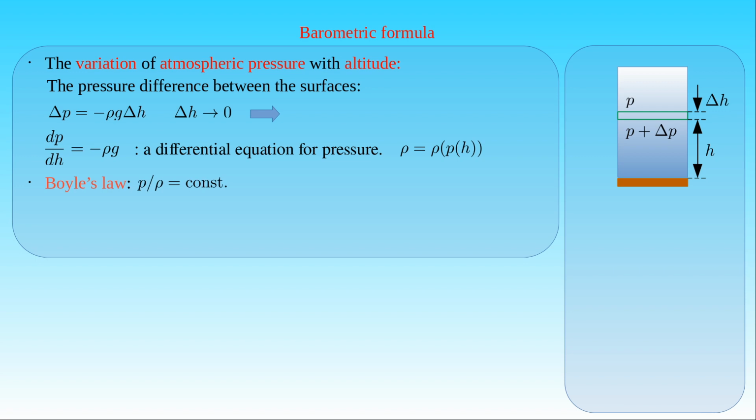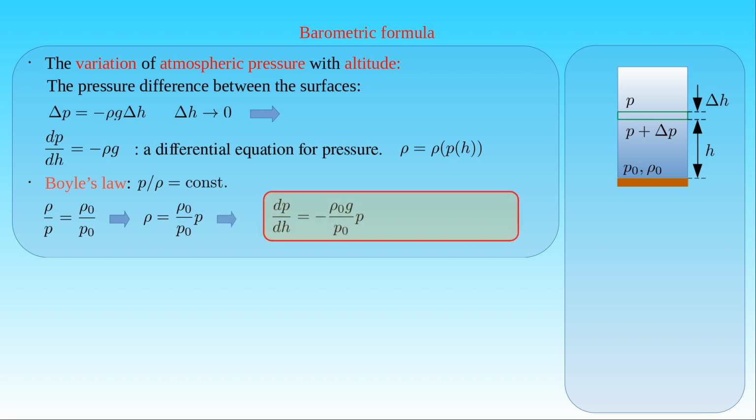We can choose the reference pressure P0 and the density ρ0 at the surface of the Earth. Then we write that the pressure P over the density ρ is equal to the reference pressure P0 over the reference density ρ0. Here we can express ρ as the ratio of ρ0 to P0 times P. If we substitute this expression into the differential equation, we obtain that the derivative of the pressure P with respect to the height h is equal to minus the reference pressure, times the gravitational acceleration g over the reference density ρ0, times the pressure P.